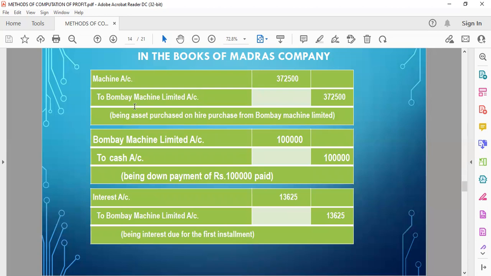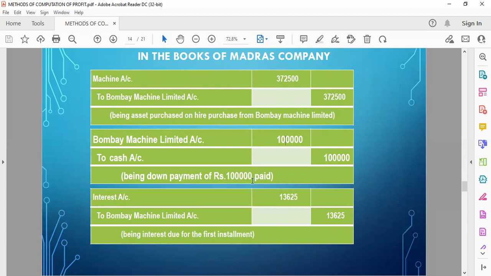Then you come to the next journal entry. Bombay Machine Limited account debit to cash account, because the company is going to give money to them. How much amount are they giving as down payment? 1 lakh rupees, right? So you write 1 lakh rupees, being down payment of rupees 1 lakh paid.